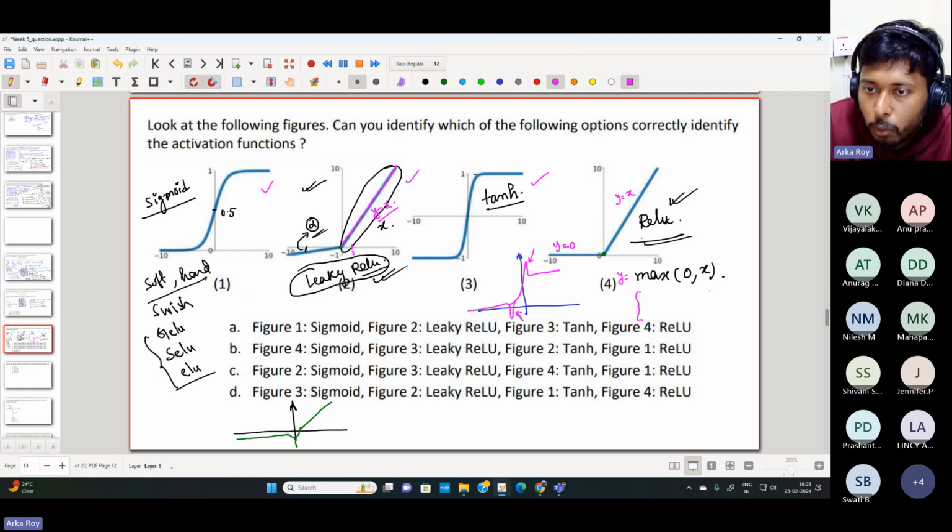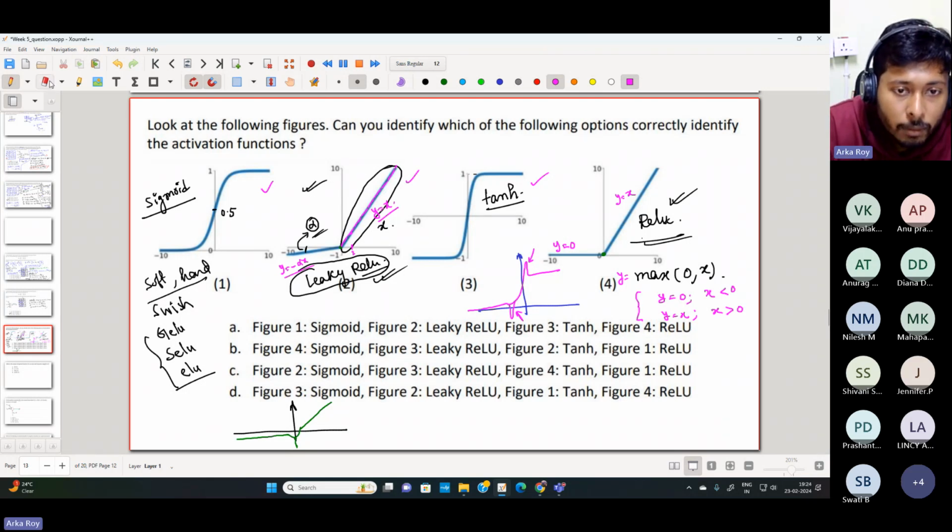So there will be two conditions. If x is less than 0, y will be equal to 0. And if x is greater than 0, then max of 0 comma x will be x only, so y will be equal to x. So over here also you can see that y equals x only. And over here you will see that y equals alpha into x. Sorry, so this is alpha into x. X is already negative, so that means it is giving you a negative value.